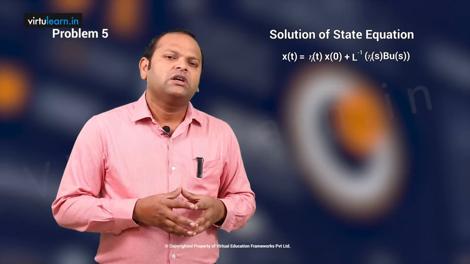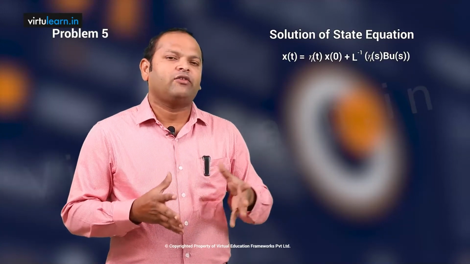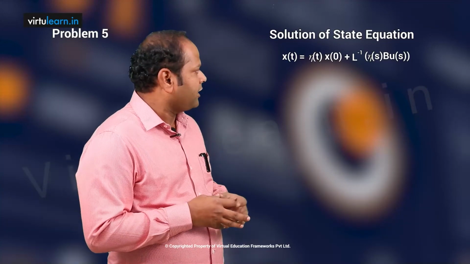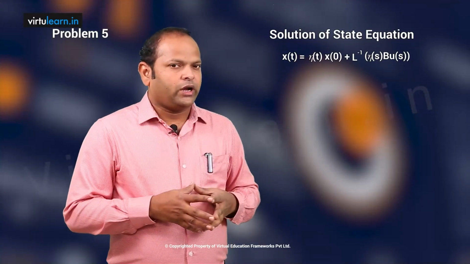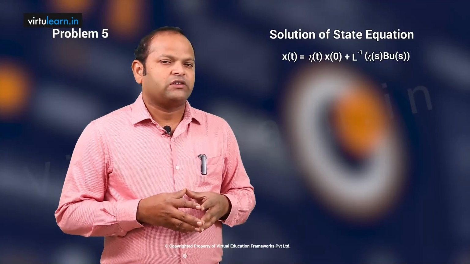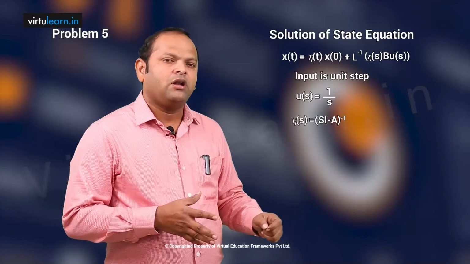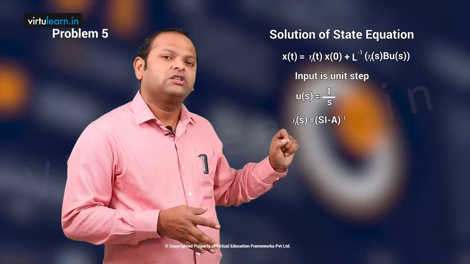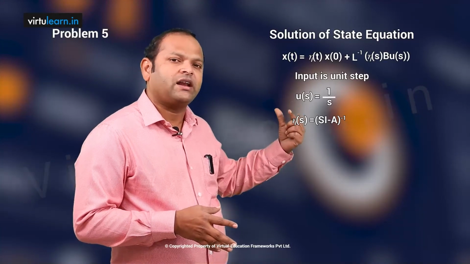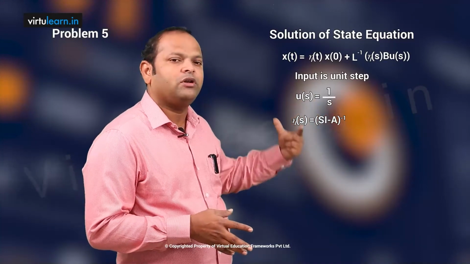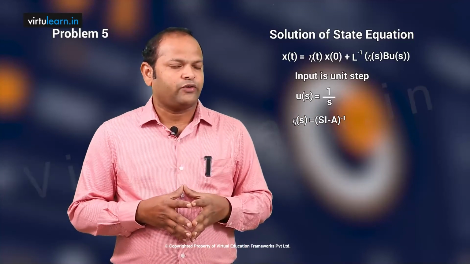The second term is ZSR, which is zero state response. Individually find it, and finally we add to get the x of t. So we know that we need to find the solution of the state equation for unit step input, which means input is available. When input is available and also initial conditions are given, both ZIR and ZSR will be available in expressing the x of t.